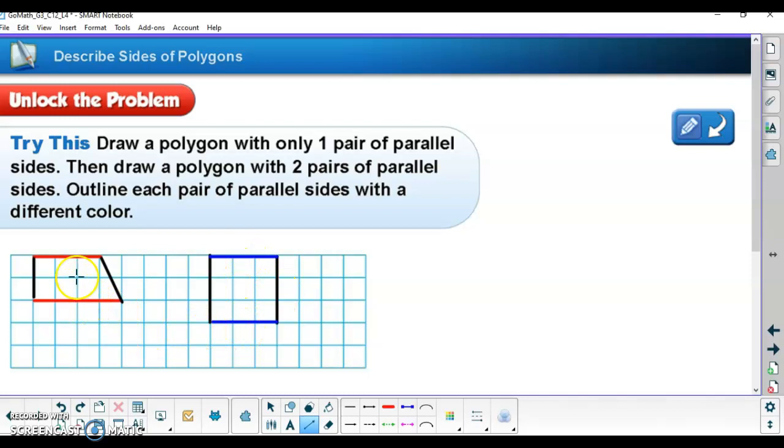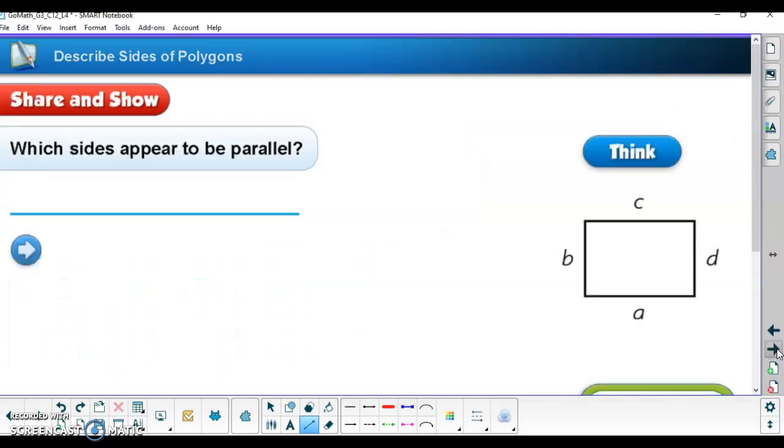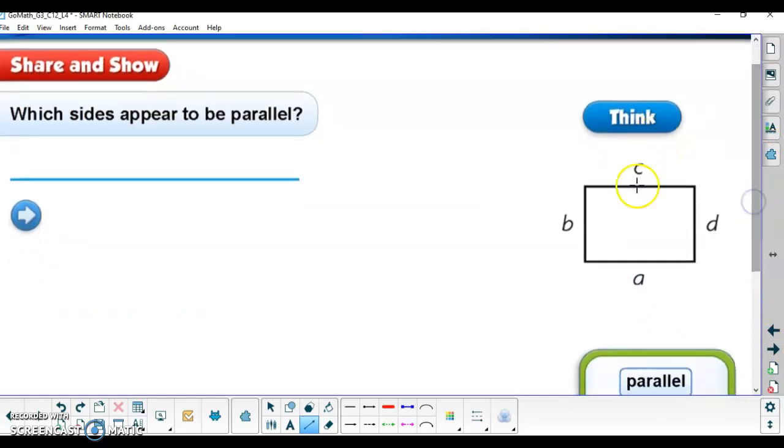So this polygon right here has 2 sets of parallel lines, the black set and the blue set. This one only had one set of parallel lines, the red set. The black set will eventually meet each other, and they do not have the same amount of squares in between them. Okay, so remember, parallel lines always have the same amount of space in between them, and they'll never ever meet if we continue drawing them. Okay, so looking at this shape here, C and A are parallel, and B and D are parallel.